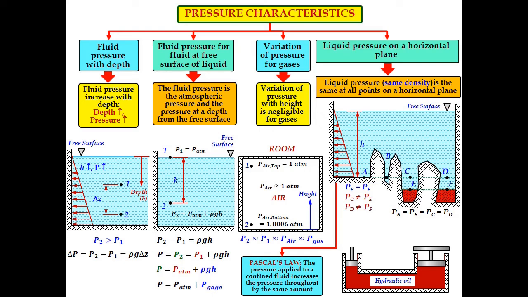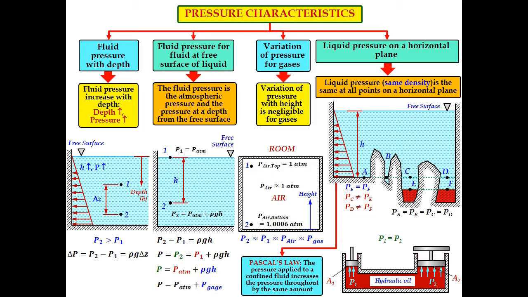We have two pistons, a smaller piston and a bigger piston, and we will use hydraulic oil. For this case, we have the same horizontal plane, so the pressure of the hydraulic oil at the same horizontal plane is the same. A1 is the cross section area for the smaller piston, and A2 represents the cross section area for the bigger piston. So based on the liquid pressure on a horizontal plane concept, P1 equal to P2.